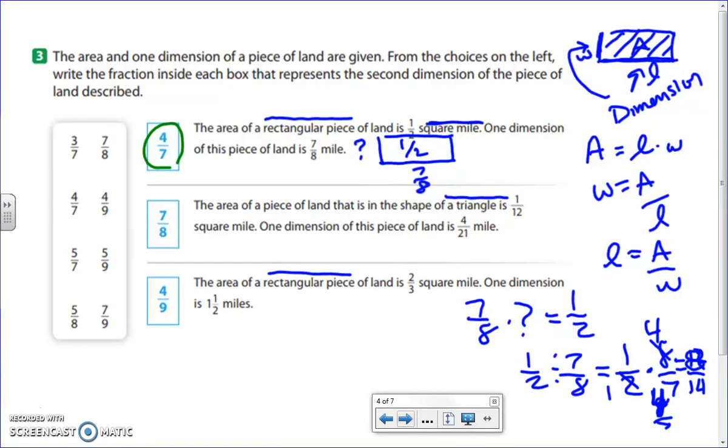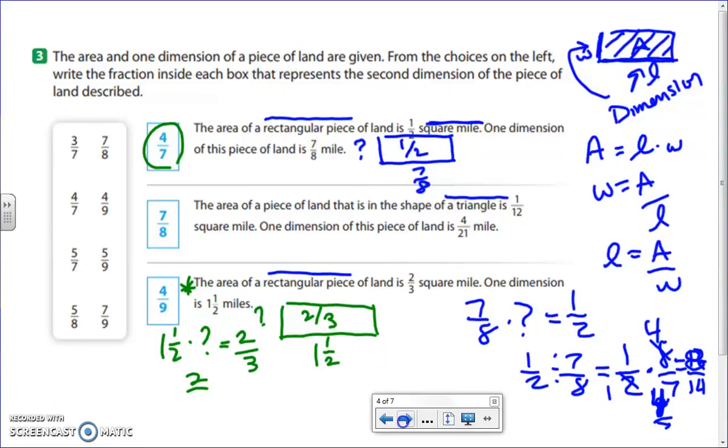Okay, we're going to skip that one for now. The area of a rectangular piece of land, we're going down to this one right here. It says the area of a rectangular piece of land is 2/3 square mile. So that's how much space is on the inside. One dimension is 1.5 miles. We need to know what the other dimension is. So I know that 1 1/2 times something must equal 2/3. So I need to figure out 2/3 divided by 1 1/2 to tell me what I need to multiply 1 1/2 by to get to 2/3.